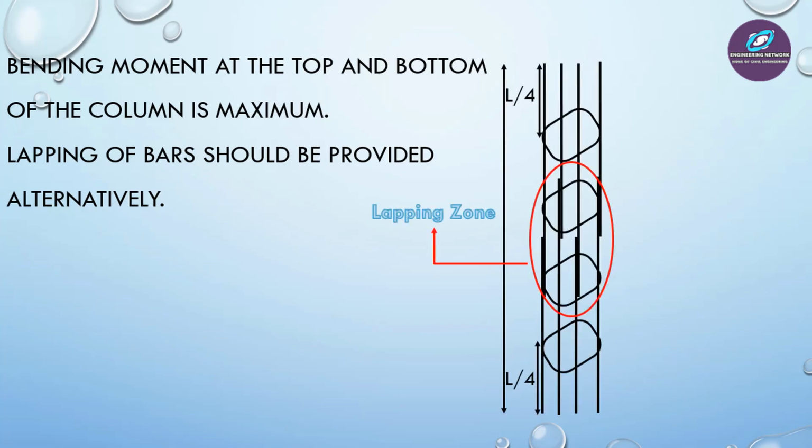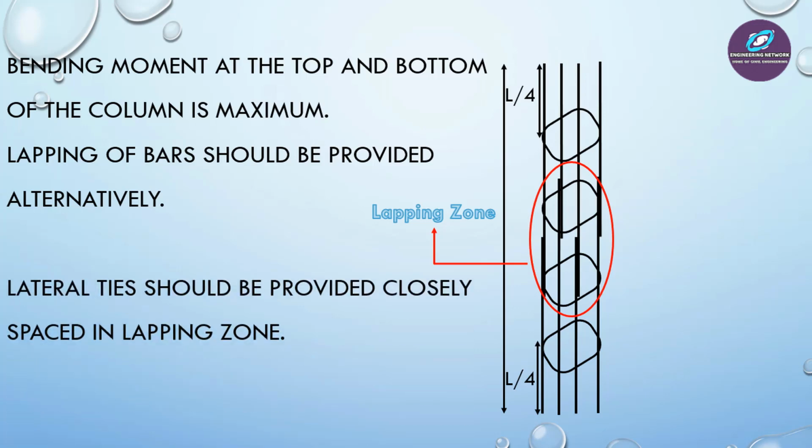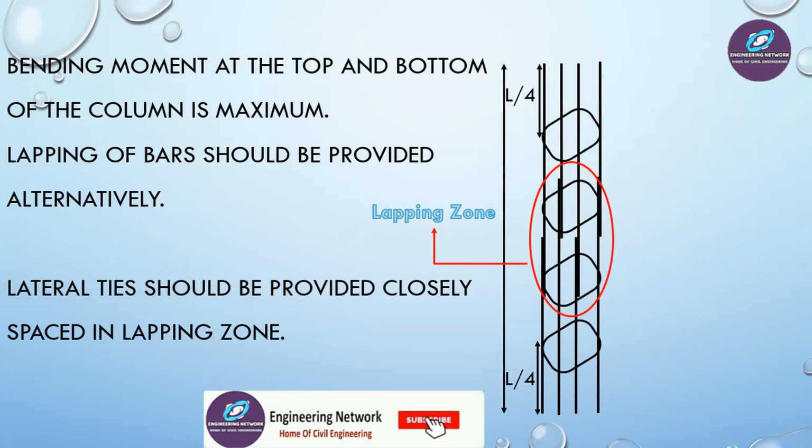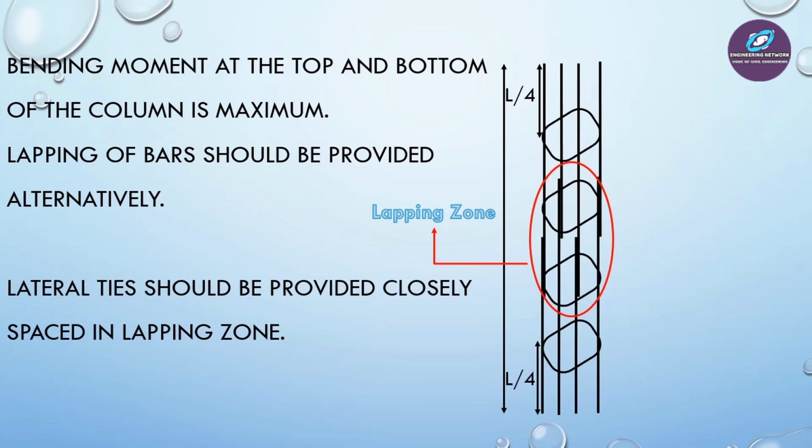Next, lapping of bars should be provided alternately. Basically it means that in column vertical bars, the laps are not provided at the same point. If you provide lapping in the same sequence, then there is a chance that buckling may occur in the column at that point. Lateral ties should be closely spaced in the lapping zone, which means that in the lapping zone the spacing of ties or stirrups should be less than the spacing at the non-lapping zone of that particular column. For example, as per design, if the spacing of ties in column is 250 mm, then the spacing of ties in the lapping zone for that particular column should be at least 150 mm.